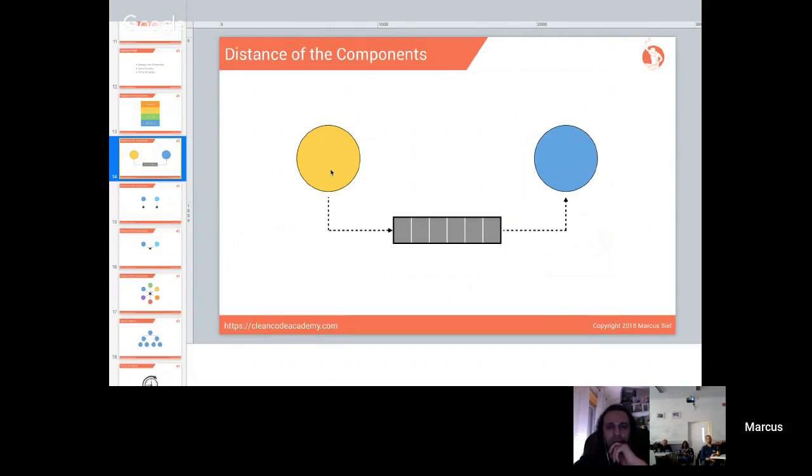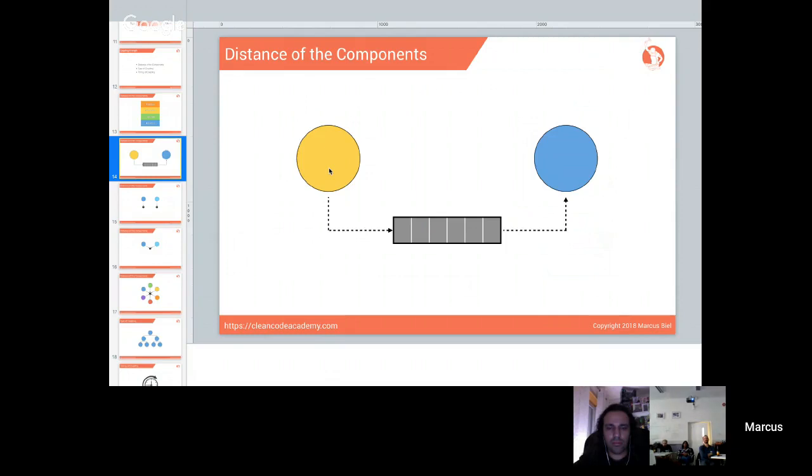Here I try to visualize an asynchronous way of coupling. We have the yellow component and we have the blue component. So the yellow component would be the sender and the blue component would be the receiver. And they would exchange messages through here. This could be a message queue, right? Message queues are, well, you would say probably simple, right? But still, a message queue is some added amount of complexity, right?